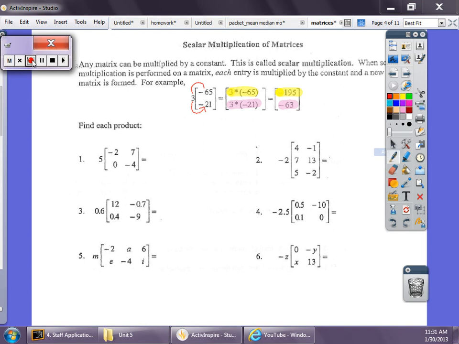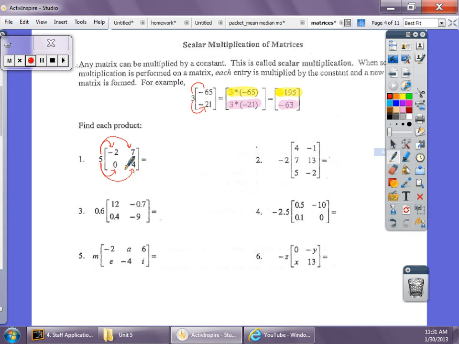So scalar multiplication is just like the distributive property, because we have to make sure we distribute this to everything. So we have to do 5 times negative 2, negative 10, 5 times 7, 5 times 0 is 0, and then 5 times negative 4 is negative 20.